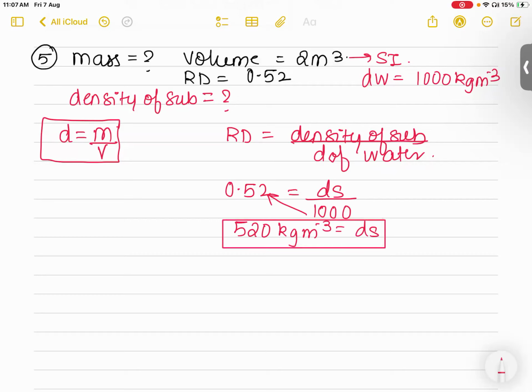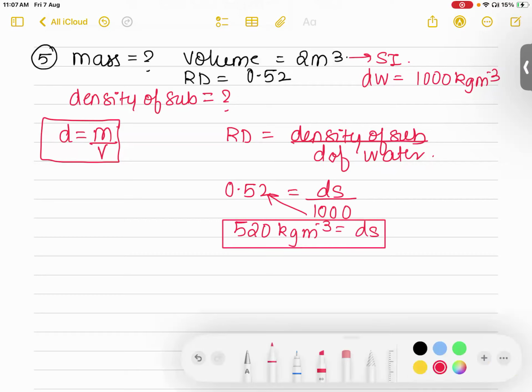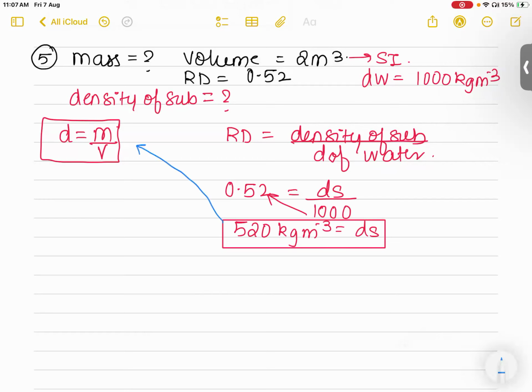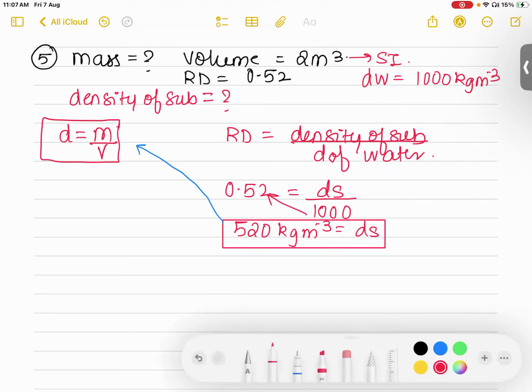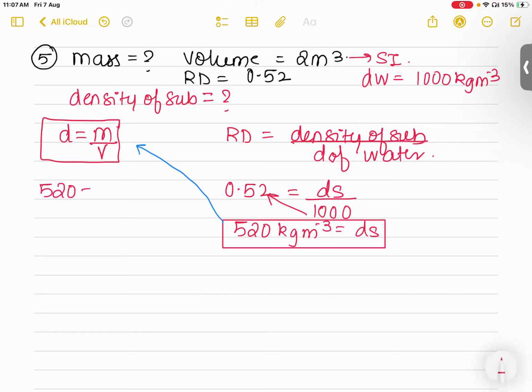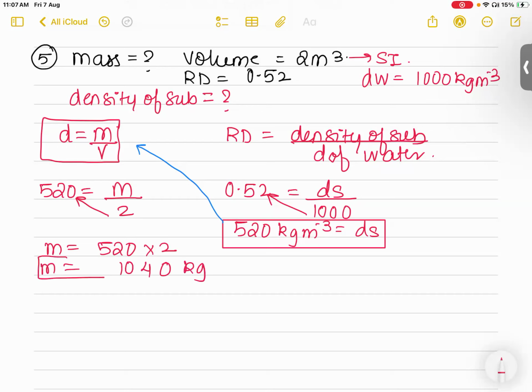Now, I think I can try to prefer it using this formula. So when I substitute, I will get density of substance, which is 520, mass as it is, kg, volume is 2. I cross multiply that 2, so I get 520 multiplied by 2. This would be 0, this would be 4, 5 2s are 10. I'm getting 1040 kg as the mass of the substance. That is my fifth one.